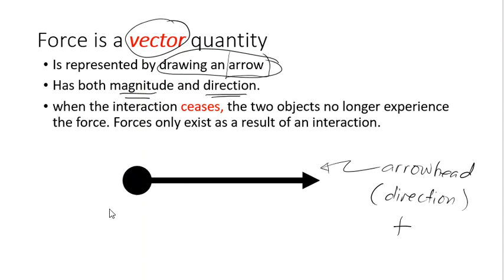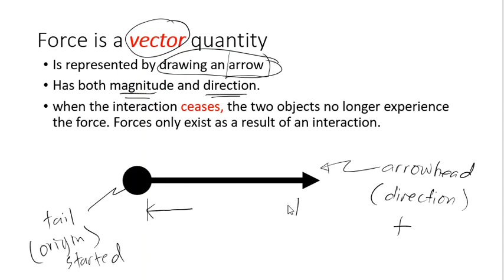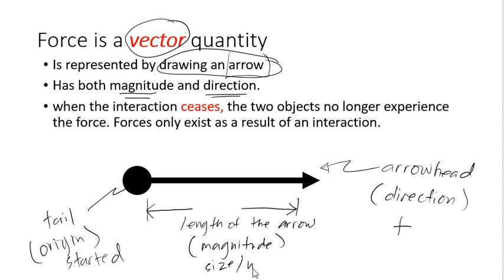The dot here, this tail, represents the origin. So where did it start? Where did the object start its motion? And this represents the length of the arrow. The length of the arrow represents the magnitude. That means it should have the size or number plus the direction.